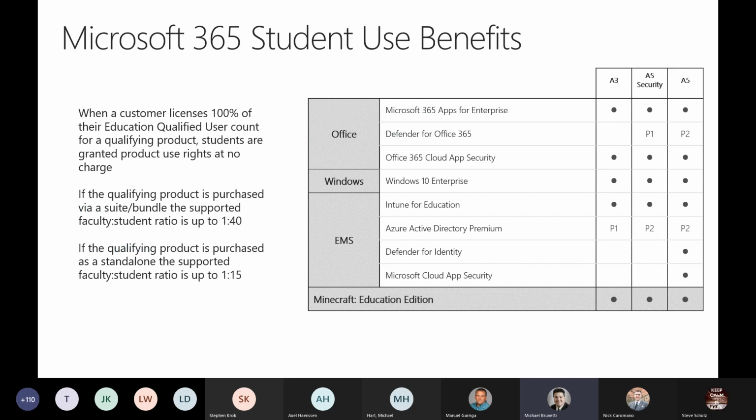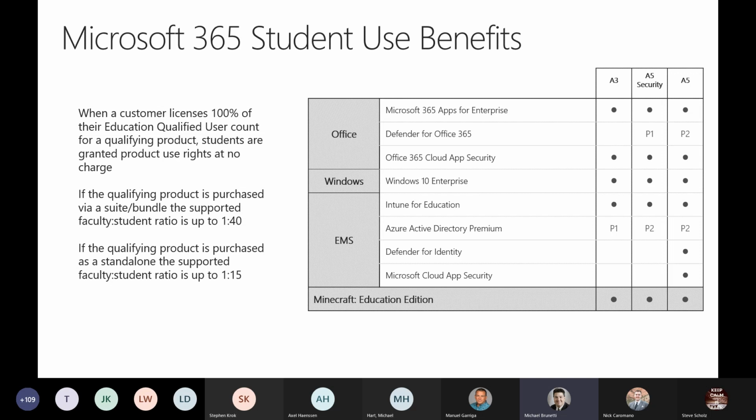And then lastly, let's talk about student use benefits. When you license under the Education License Program, the EES, when you license Microsoft 365, either A3 or A5, you also have a student use benefit license that comes at no charge at a 40-to-1 ratio. So let's say you license 1,000 faculty and staff, you can get up to 40,000 student licenses at no cost. But what's in the student use benefit license does not include everything that is in the paid license.